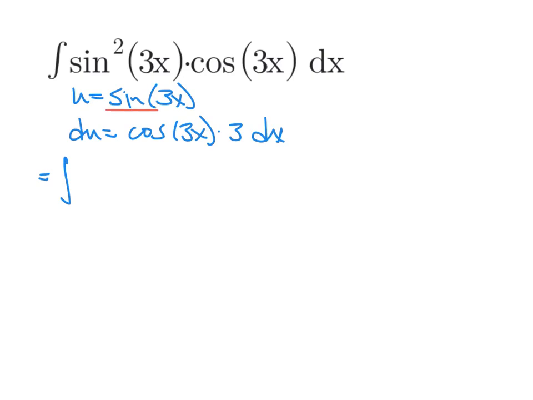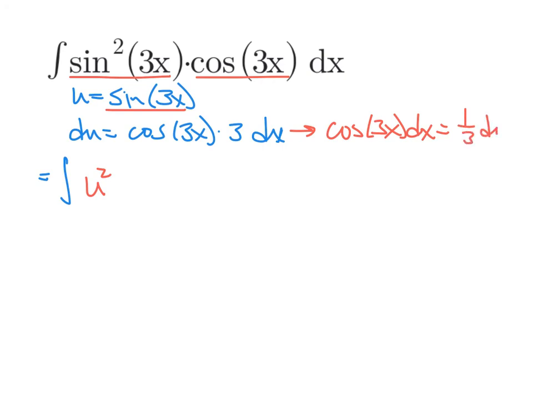For instance, that sine of 3x, that's right here, so u squared. Then we have cosine of 3x, which is really, really close to what our differential is. To find out what cosine of 3x dx is, we just have to divide by 3, so 1/3 of du.